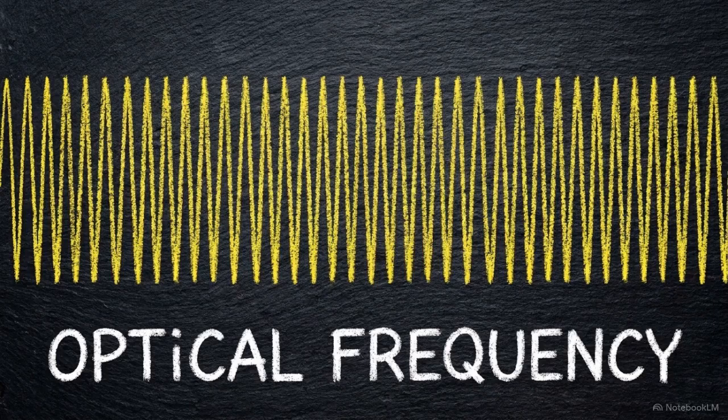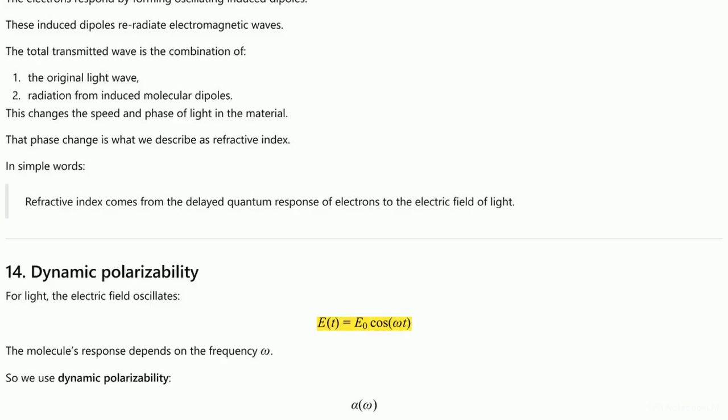This entire framework assumes a slow, static electric field. We must now account for the variable of time. What happens when the driving electric field oscillates rapidly? This equation represents a high-frequency alternating field, such as a light wave. To measure the material's response at these speeds, we use dynamic polarizability, expressed as a function of frequency.